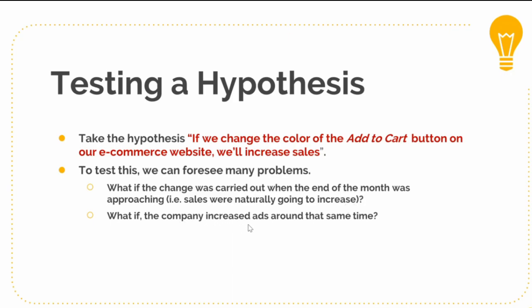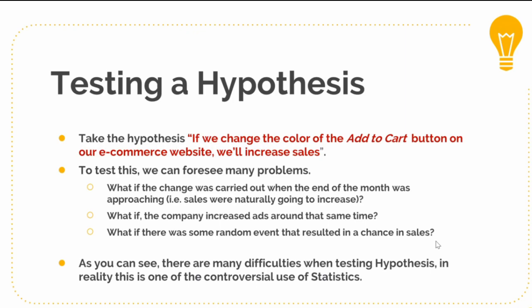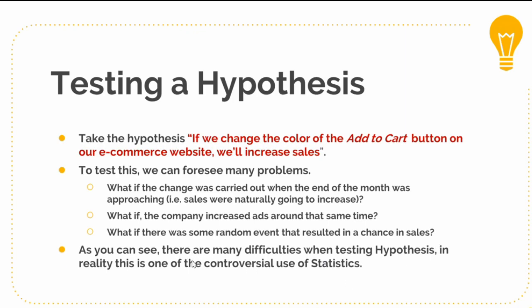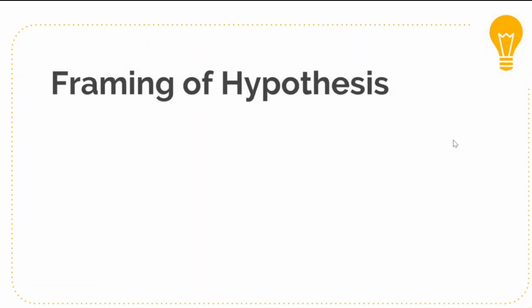Or what if the company increased ads around the same time, bringing more traffic to the site? What if there was some random event that resulted in a chance increase in sales? As you can see, there are many difficulties in testing hypotheses. In reality, this is one of the most controversial uses of statistics, and doing a clean, proper hypothesis test is often quite difficult. So, how do we go about creating or framing our hypothesis?